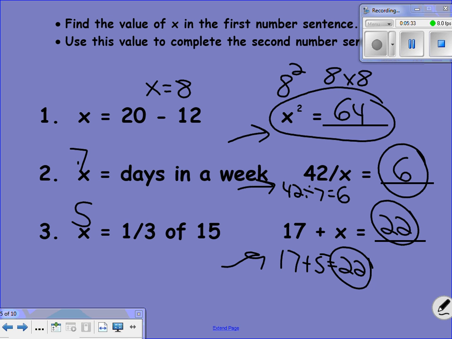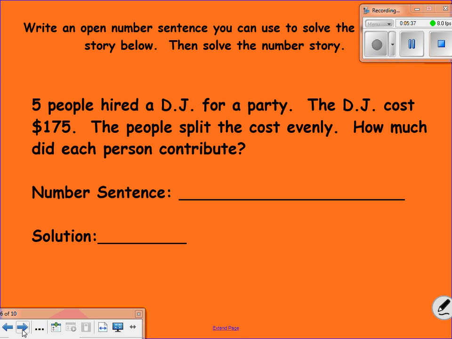Please find out what x is and then put it into the problem. Let's keep going. Write an open number sentence so you can solve the story below. Then solve the number story.